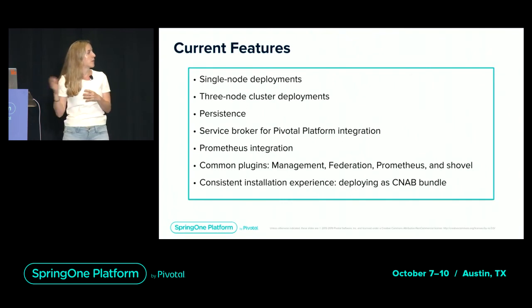As Chunyi went over, we have the service broker for Pivotal Platform integration, which abstracts a lot of the complexity of Kubernetes away from your developers. And we have integration with Prometheus, in part to take advantage of some of the 3.8 functionality. And as Chunyi also mentioned, we've enabled a bunch of the most common plugin requests that we get and the most used plugins we see day in, day out. We just actually finished a consistent installation experience deploying as a CNAB bundle.